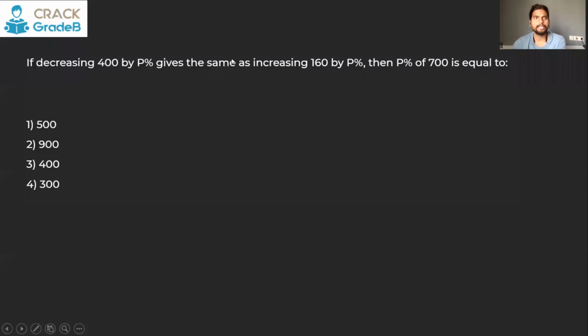Now, a general question. If decreasing 400 by P% gives the same as increasing 160 by P%, then P% of 700 is equal to what? Decreasing 400 by P% means what? If you decrease a number with P%, that means from 400, you subtract P% of 400. So what I'm doing is 400 minus 400's P%. That gives us the same result as increasing 160 by P%. So 160 plus P% of 160. That is the result.